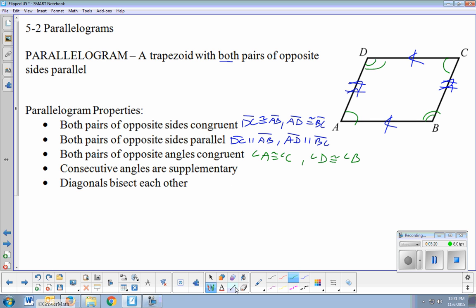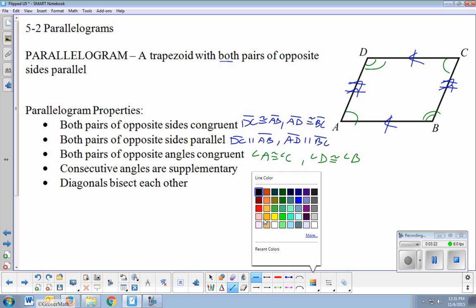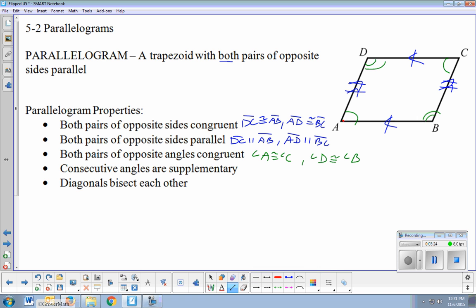Diagonals bisect each other. So there's a diagonal property here. Remember, a diagonal is the line that connects opposite angles. And for a parallelogram, diagonals are not congruent. They can be, but the basic parallelogram, that's not necessarily true. What's definitely true about a parallelogram is the diagonals bisect each other. So that means that they cut each other in half. So this is congruent to this, and this is congruent to this.